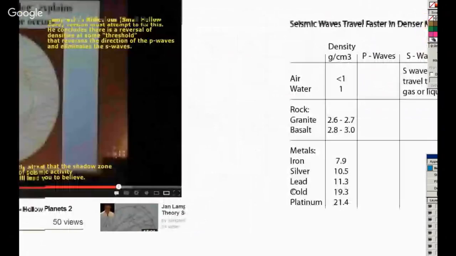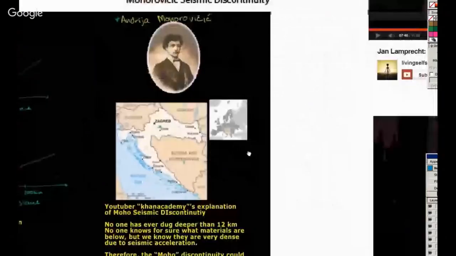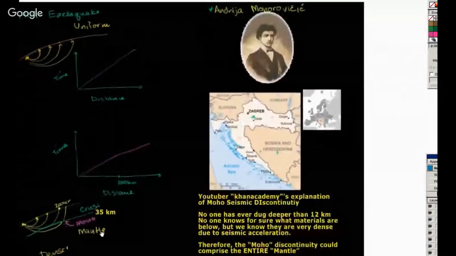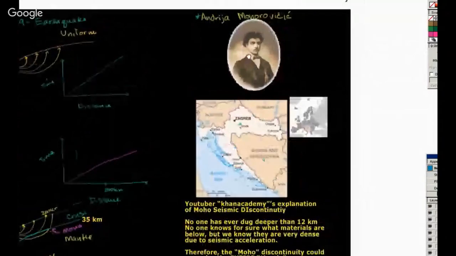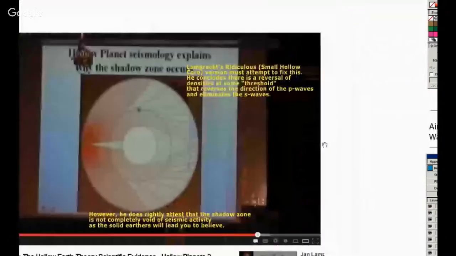So going back here, I wanted to talk a little about this discontinuity. They call it the Moho, or the mantle. Now he's saying there's actually a line that separates the crust from the mantle, but I'm saying the Moho, if you want to call it that, is the actual mantle. Okay, this is my version.